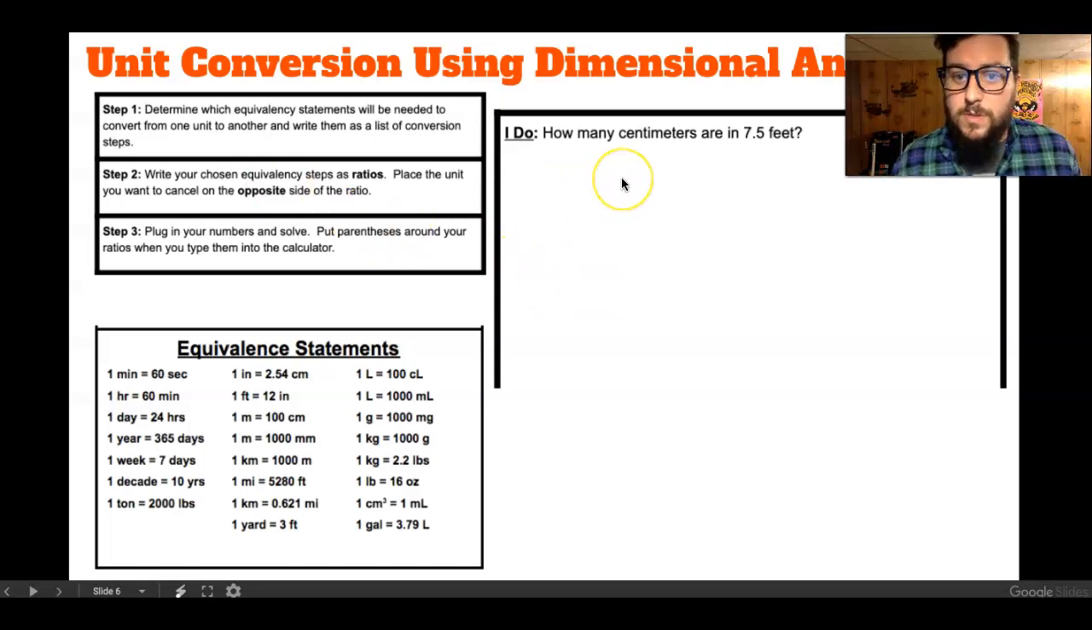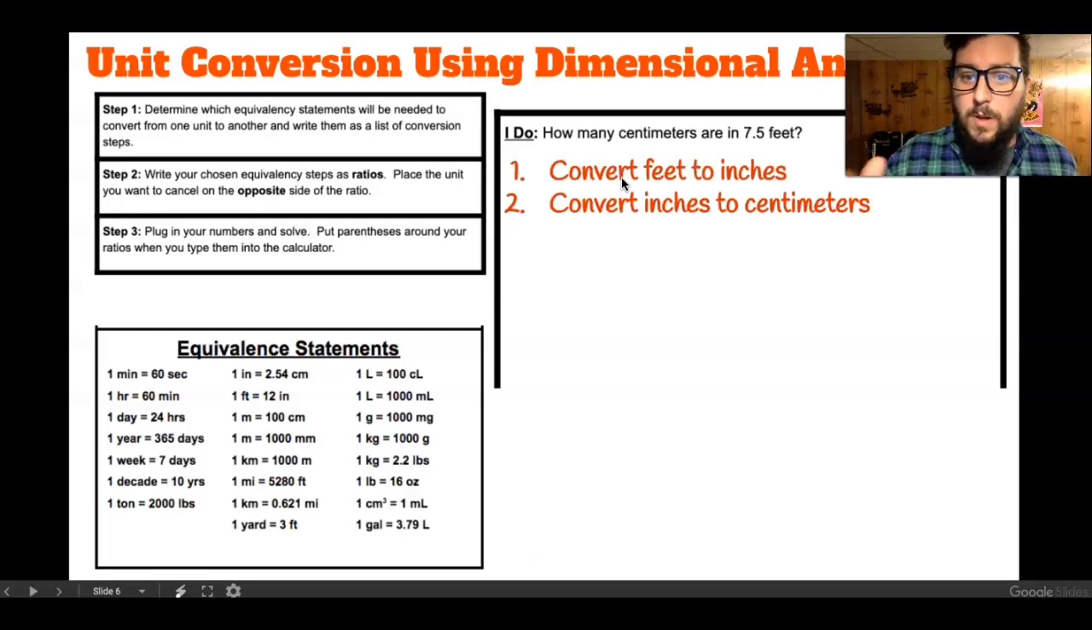We already saw this question earlier. How many centimeters are in 7.5 feet? So we're starting with 7.5 feet and we're going to change that to centimeters. So we know our conversion steps. Convert feet to inches and then convert inches to centimeters. And that's straight from earlier. If you want to copy and paste that text box here, that's totally fine.